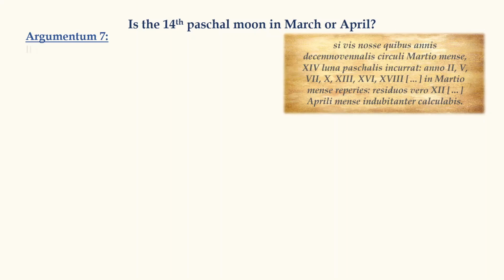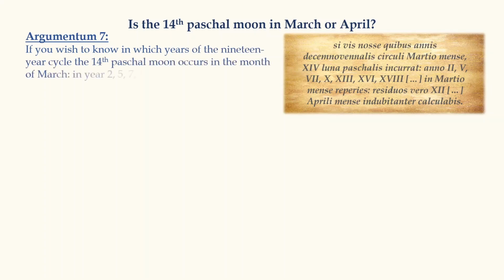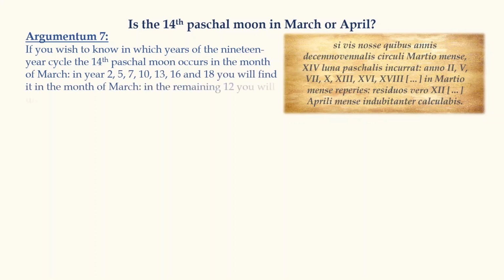Dionysius tells us, "If you wish to know in which years of the 19-year cycle the 14th Paschal moon occurs in the month of March, in year 2, 5, 7, 10, 13, 16, and 18, you will find it in the month of March. In the remaining 12, you will unerringly calculate it in the month of April."